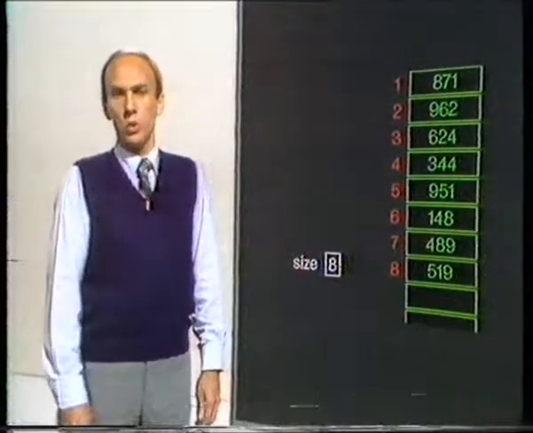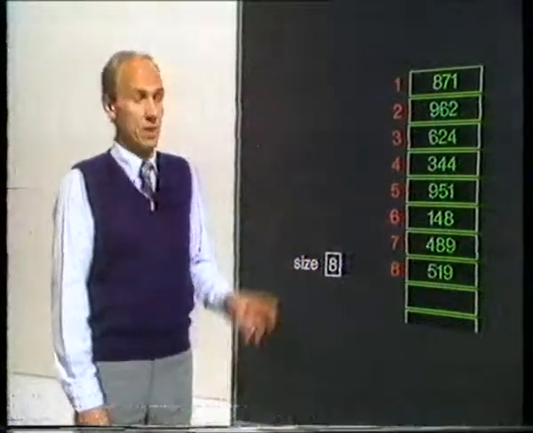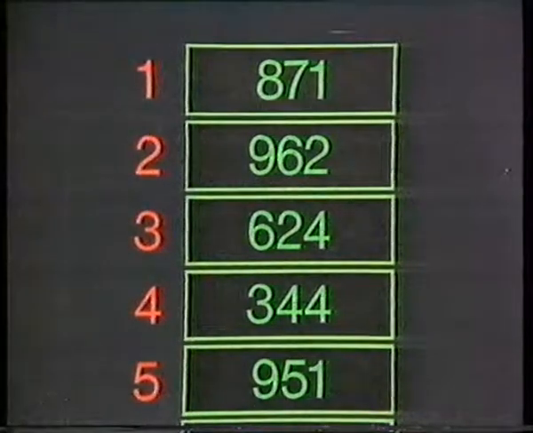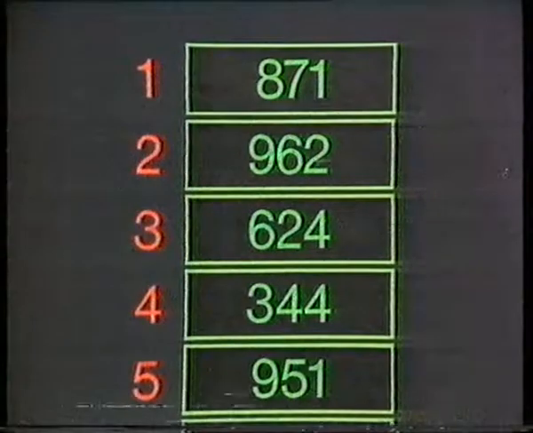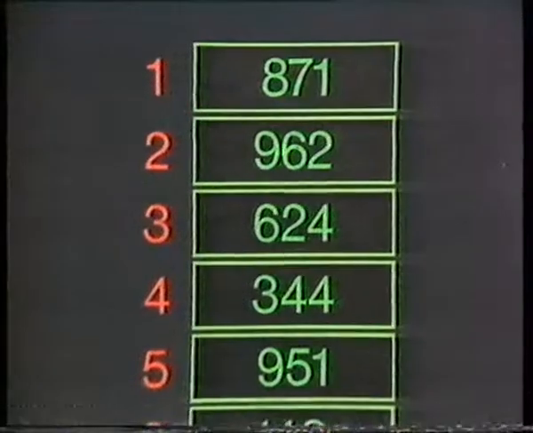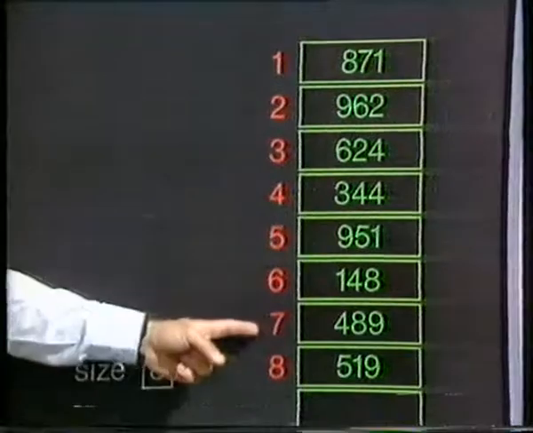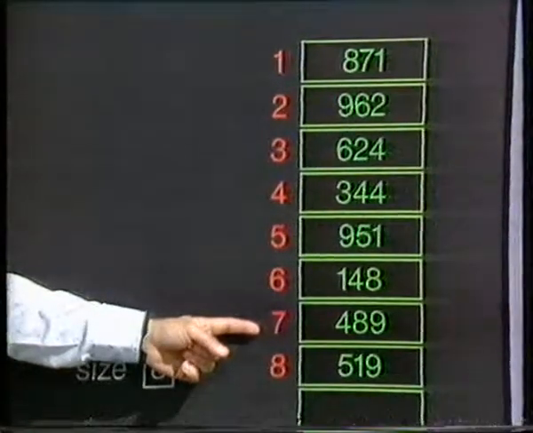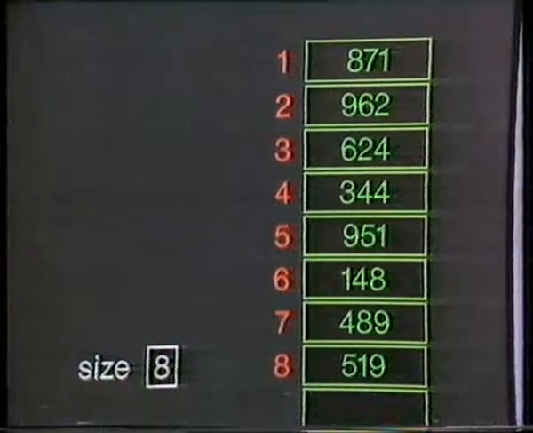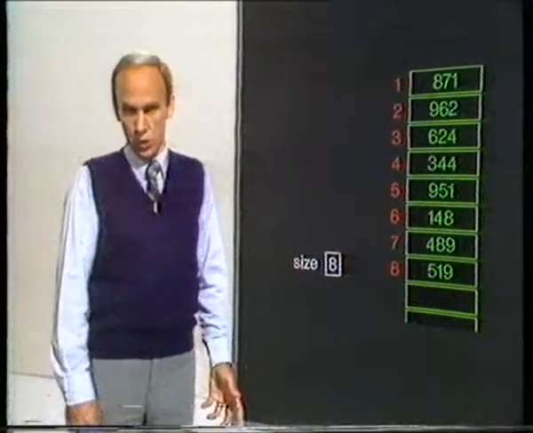We've chosen to store these exam scores in a data structure called an array. You can picture it like this. There's a collection of places where you can store the scores, and each score is given an index number. The index number just gives the position of the score in the array. So, for example, score 3 is 624, and score 7 is 489. Size is an integer variable containing the number of scores currently in our array. So that's how the computer stores the information.